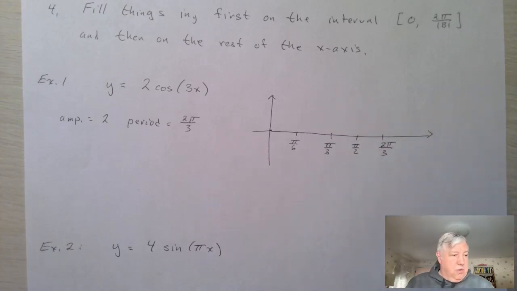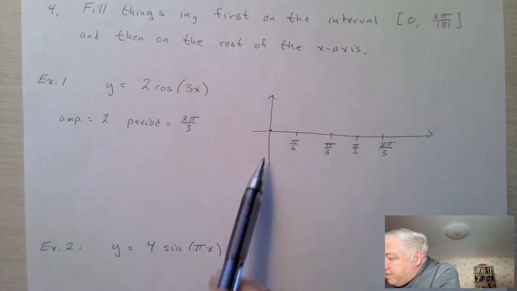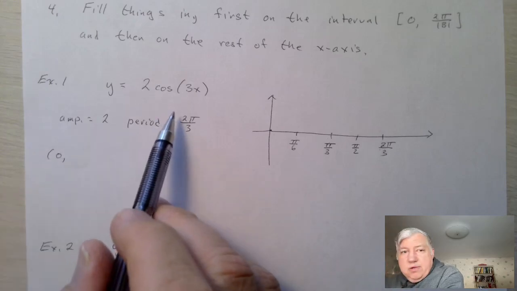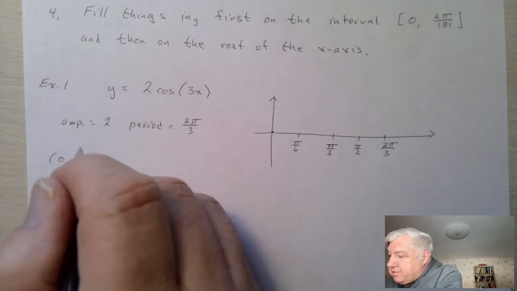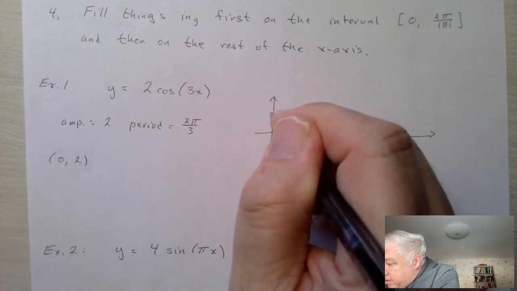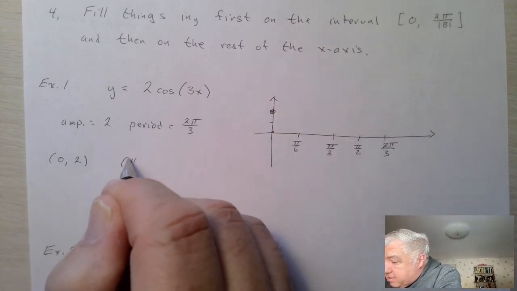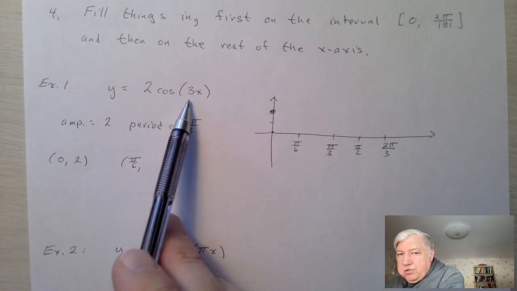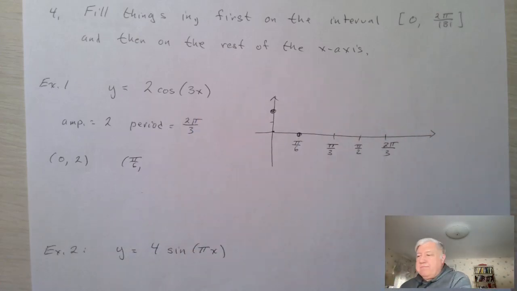Alright, and then we can just go ahead and plot some points. At 0 we get 2. So the first point is when x is 0, we get 2, because this is 2 times cosine of 0, which is 2 times 1. Then at pi over 6, we plug that in. We'll get 3 pi over 6, which is pi over 2. The cosine of pi over 2 is 0. So multiply that by 2, it's still 0.